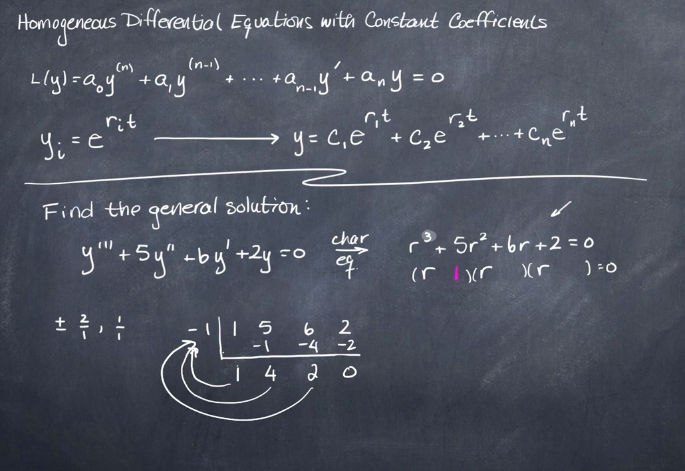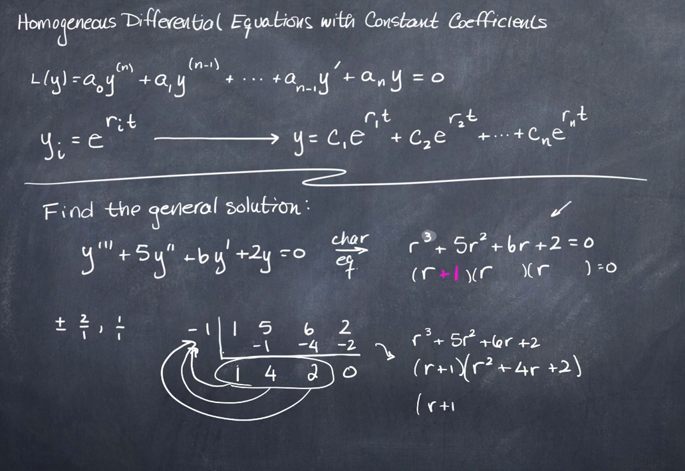Remember, these are all r minus c or r minus k. So since my root is negative 1, that's going to be r plus 1. Now the other thing that this process does is it tells me that r cubed plus 5r squared plus 6r plus 2 can be factored as r plus 1 times something, but it tells me what the something is. It tells me what the quadratic is that's left over. It's r squared plus 4r plus 2.